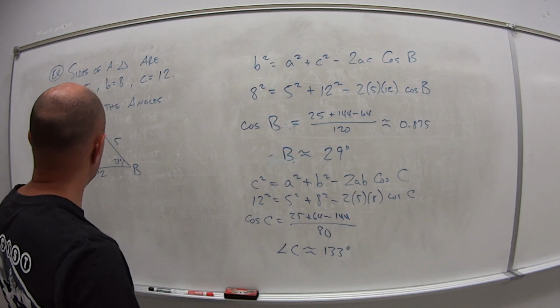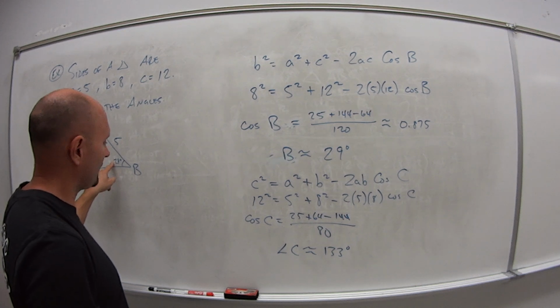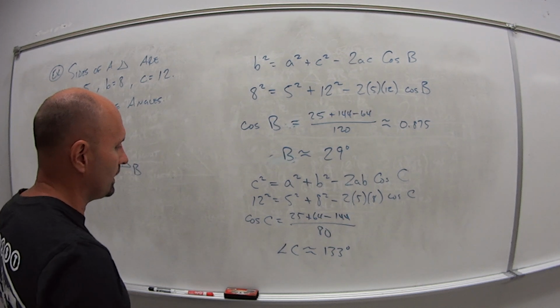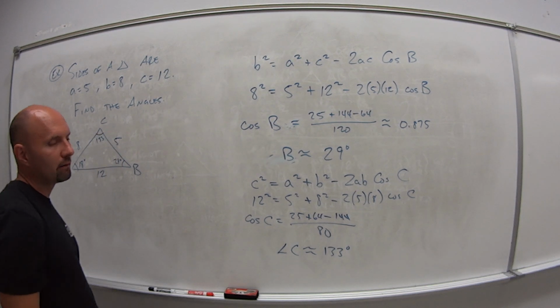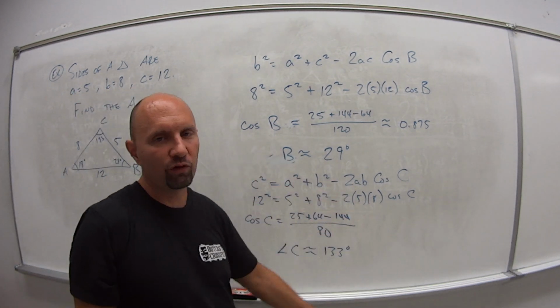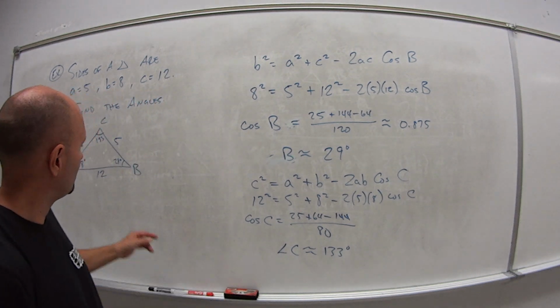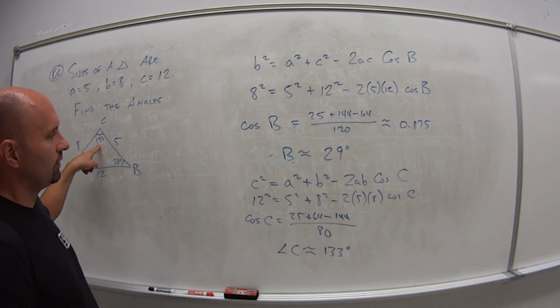So now I know what you're saying. Well, wait a minute. If I have this as 18 and that's 29, can't I just do 180 minus those values? And there I will tell you, yes, you can. So you wouldn't have to use cosine of C for a third time. If you have these two, you can just subtract them.